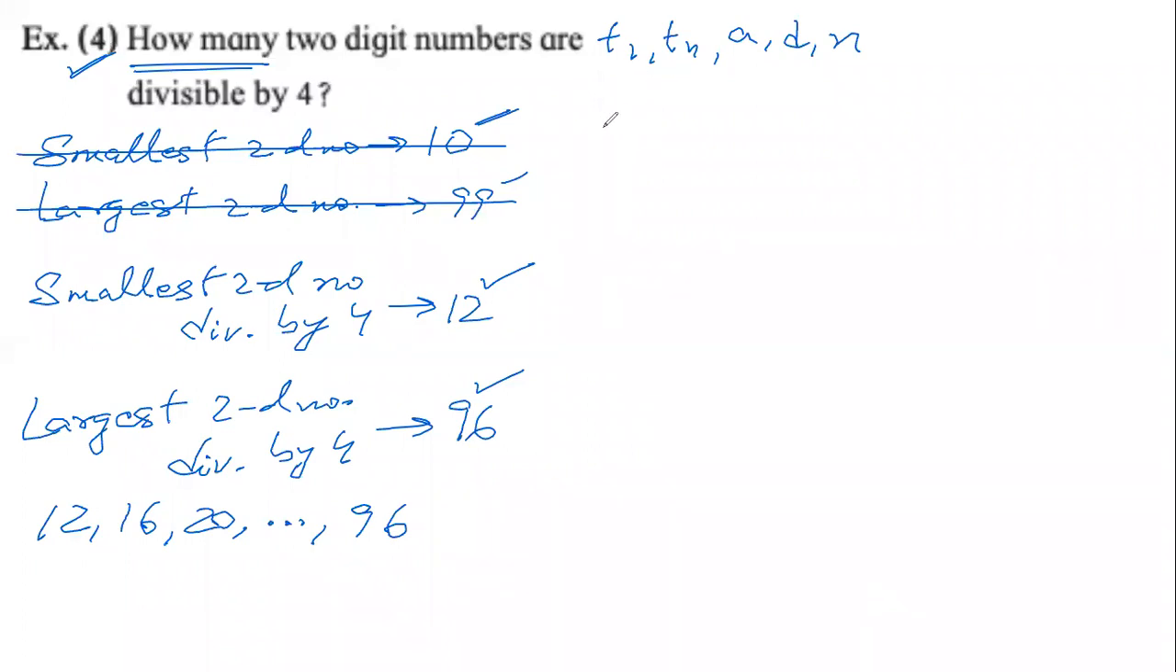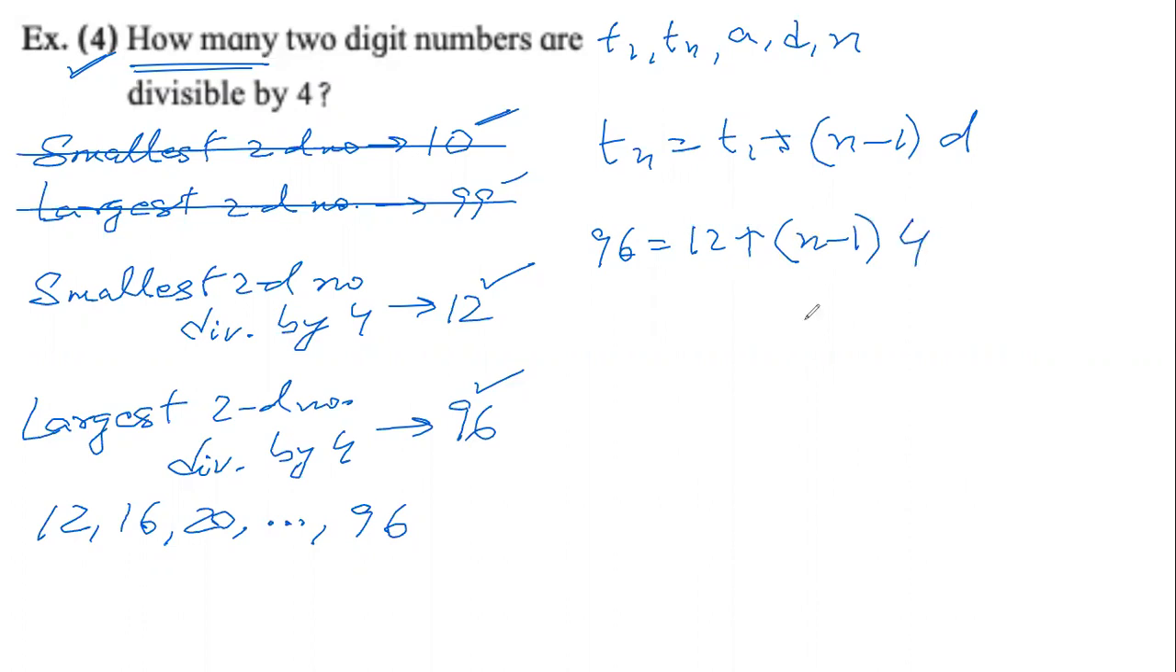And we already know the formula. Tn equals T1 plus N minus 1 into D. We know T1, we know Tn, we know D. So this converts into another linear equation in one variable. 96 equals 12 plus N minus 1, and our D is 4. Solve this and you will find out. So here we have used arithmetic progression to find the number of two-digit numbers that are divisible by 4.